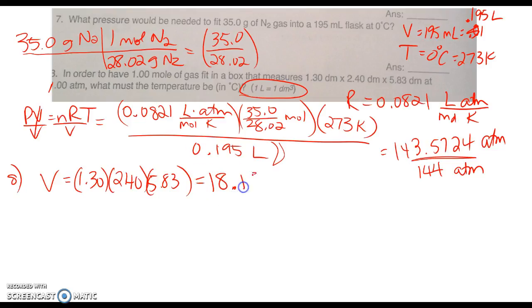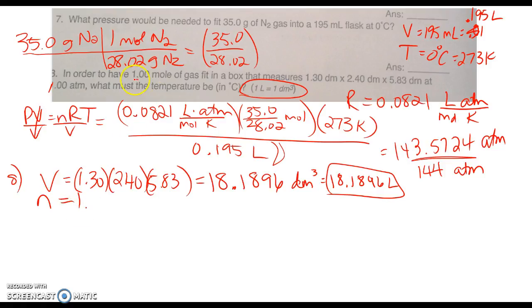I don't want anything to... So if these are decimeters cubed, they're also liters, aren't they? So there's my liters, so my volume. And the n is 1 mole of gas. My pressure looks like 1 atmosphere, I hope it is. And we want to solve for temperature.